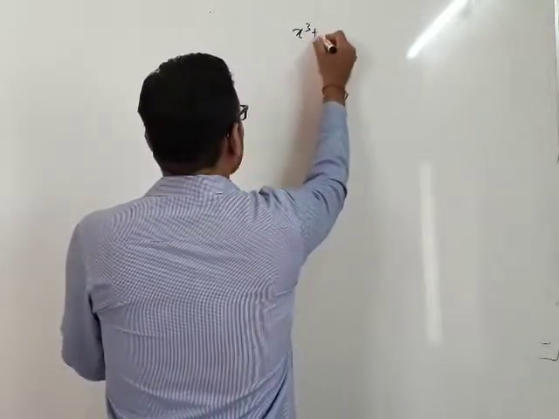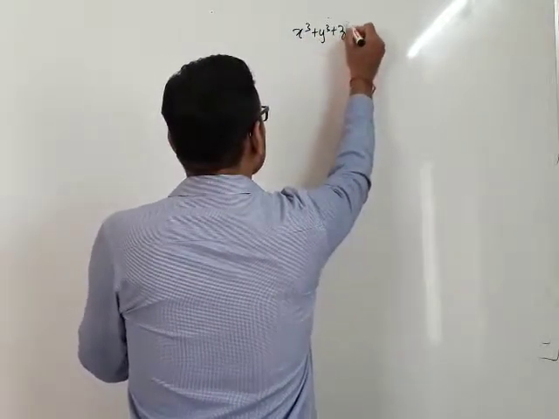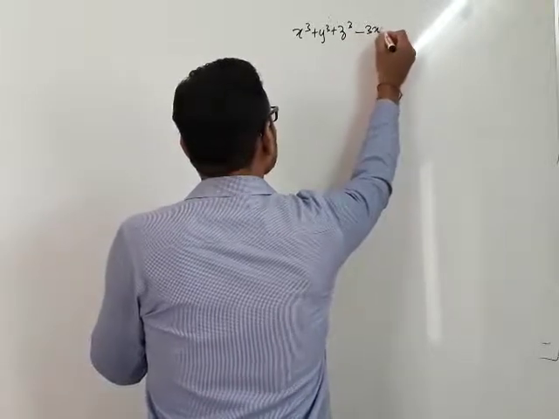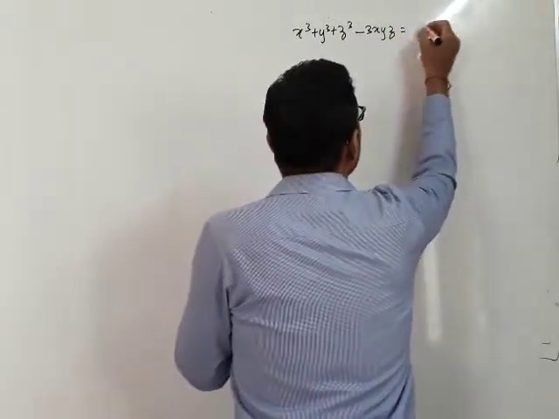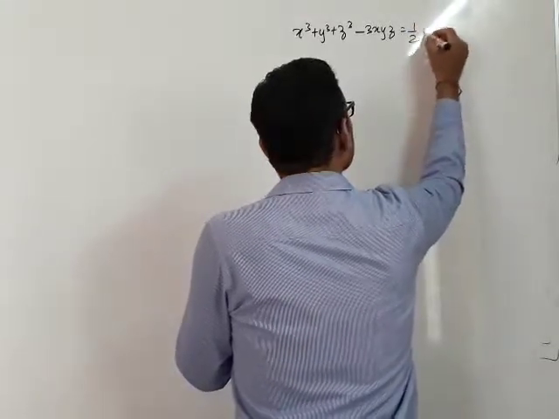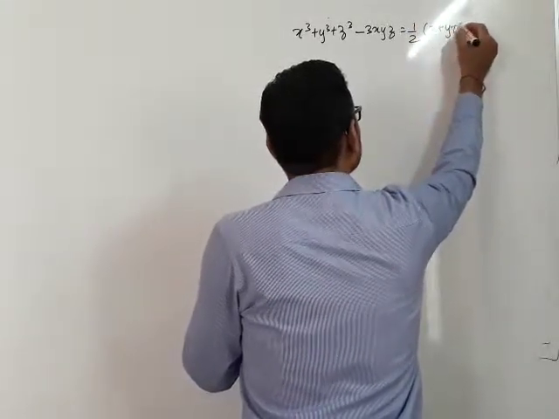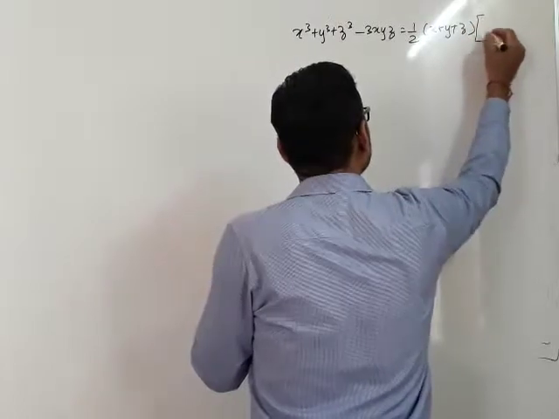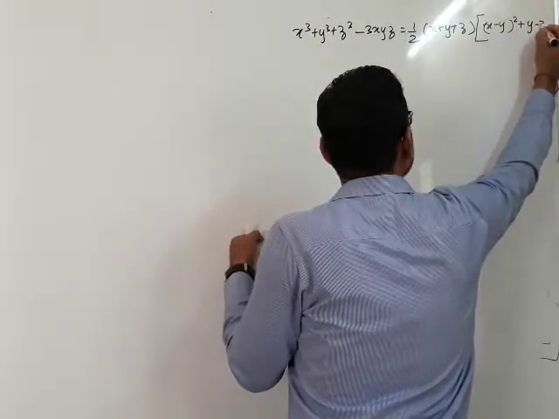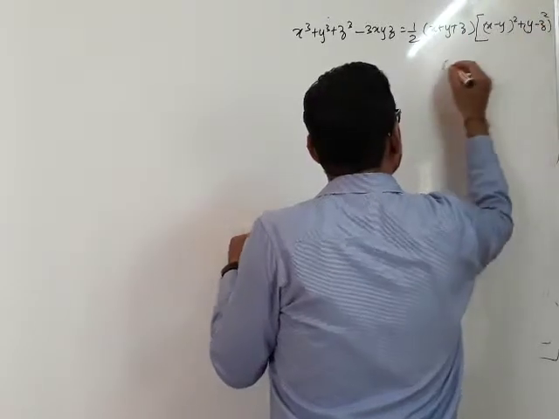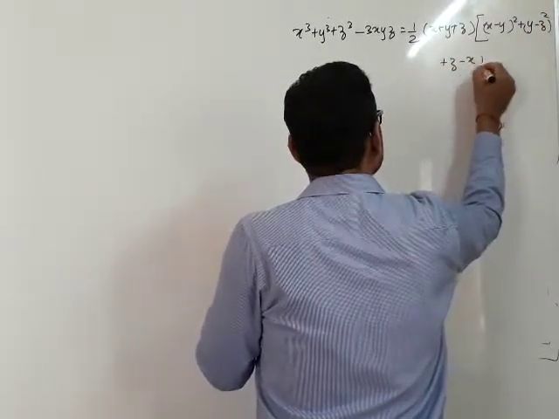x cube plus y cube plus z cube minus 3xyz is equals to half of x plus y plus z into x minus y plus y minus z plus z minus x.